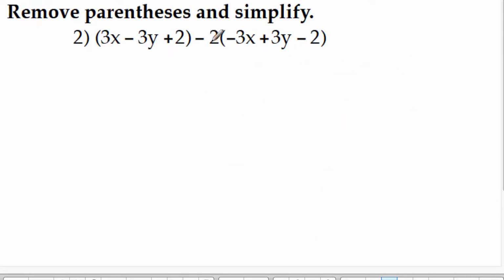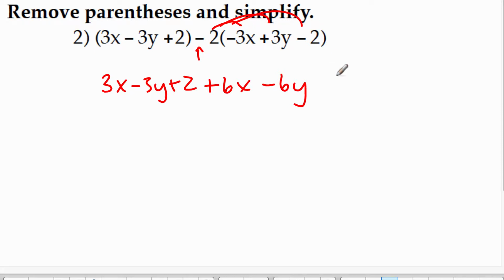Number 2, dirty, rotten, filthy, stinking, negative right there. Be careful. So the first one you just leave as is. So 3x minus 3y plus 2. And then here I've got to FOIL that through, or distribute that through to each term in that second bracket. So minus 2 times minus 3x would be a positive 6x. Minus 2 plus 3y would be a minus 6y. Minus 2 times minus 2 is a positive 4.